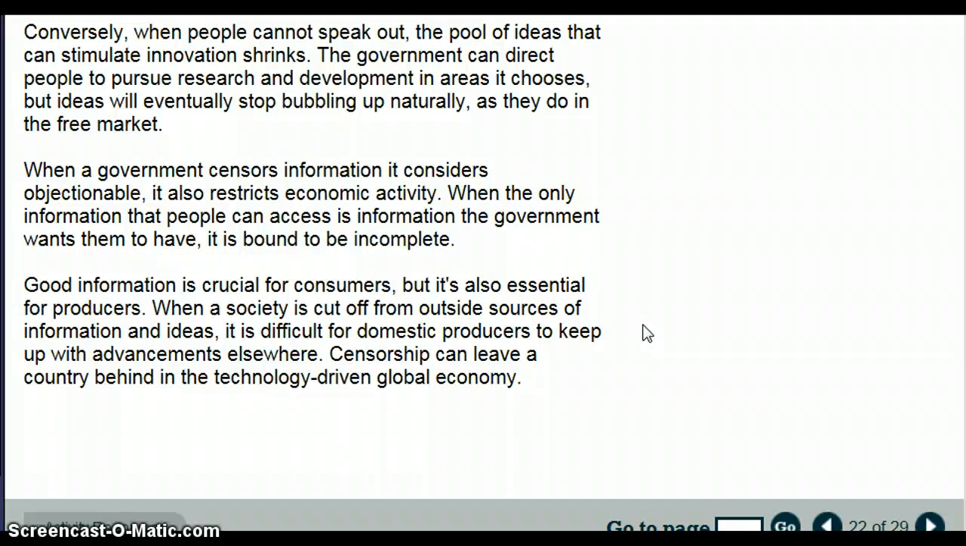When a government censors information it considers objectionable, it also restricts economic activity. When the only information that people can access is information the government wants them to have, it is bound to be incomplete. Good information is crucial for consumers, but it's also essential for producers. When a society is cut off from outside sources of information and ideas, it is difficult for domestic producers to keep up with advancements elsewhere. Censorship can leave a country behind in the technology-driven global economy.